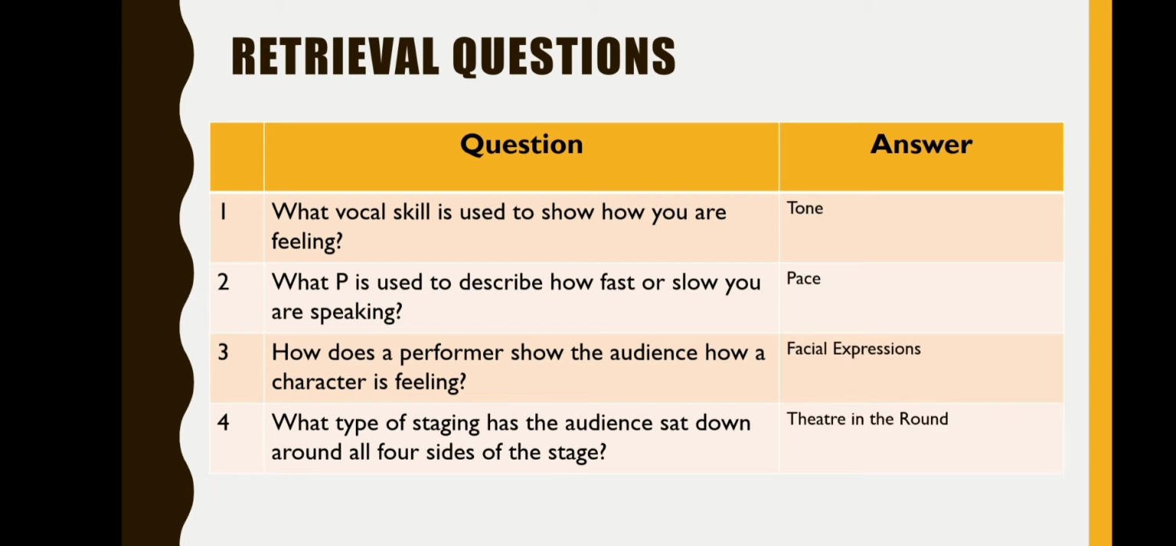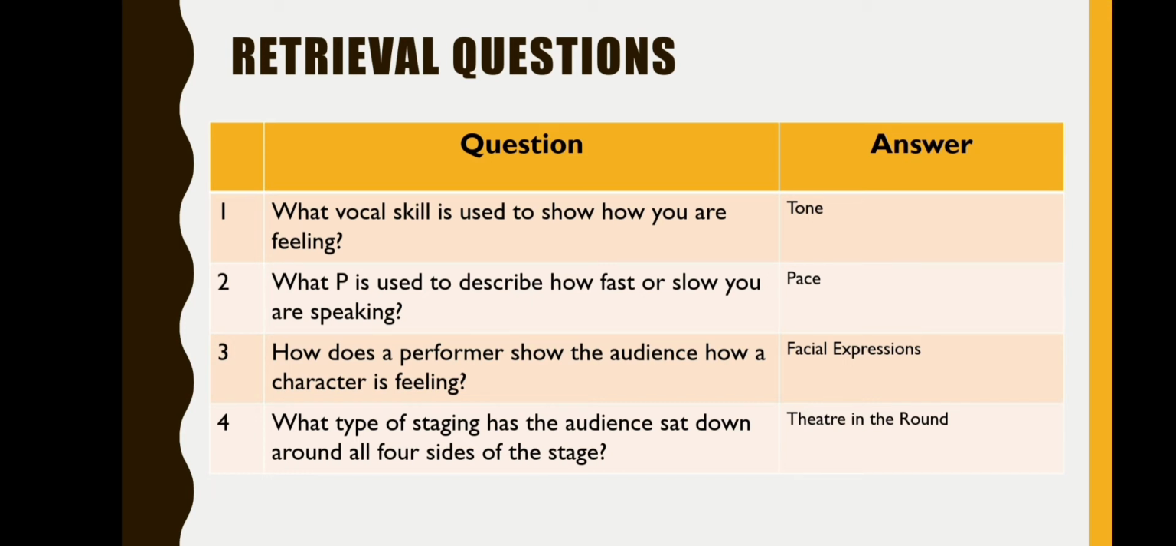Number 1, tone is a vocal skill used to show how you're feeling. Number 2, pace is used to describe how fast or slow you are speaking. Number 3, facial expressions show how a performer is feeling. And number 4, theatre in the round is when the audience are sat down around all 4 sides of the stage. Please write the correct answers in your books.